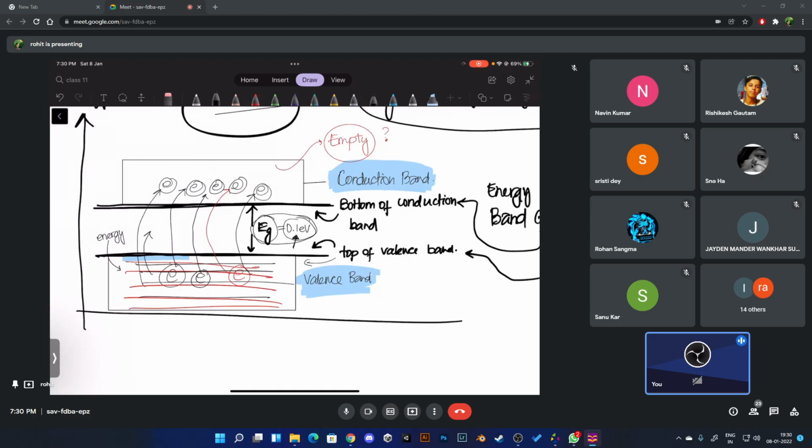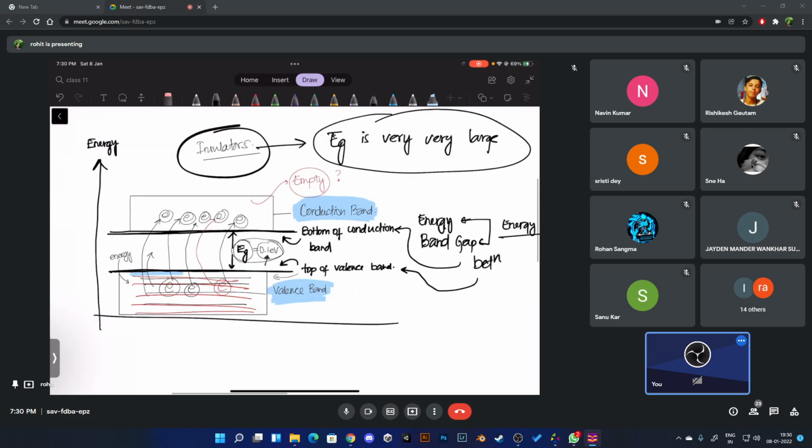But just now I told you, in insulators, the energy gap is very, very large. So can the electrons easily go from valence band to conduction band, or is it very difficult? Very difficult. Why? Because they need a lot of energy. A lot of energy they need to go from which band to which band, guys? Valence band to conduction band. Is this a picture of a conductor, or is it a picture of an insulator?